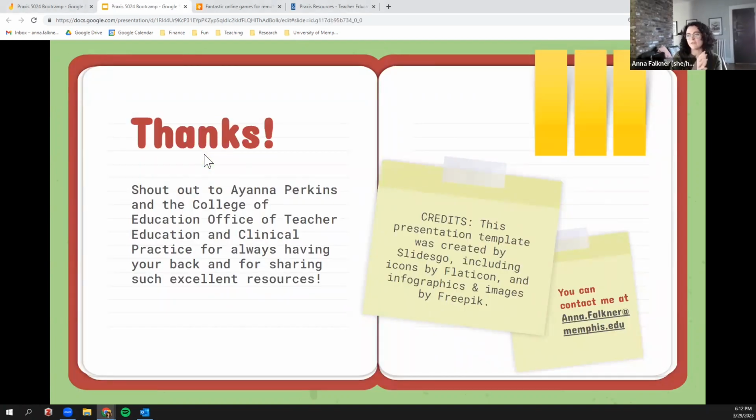Perkins and the College of Education Office of Teacher Education and Clinical Practice, which I never can say, but which is super important to y'all. They are fantastic, and they always have such excellent resources, and they're always so quick to share them. I am just so impressed with them all the time. Literally, when people ask me what I love about University of Memphis, that office is one of the things I always share.